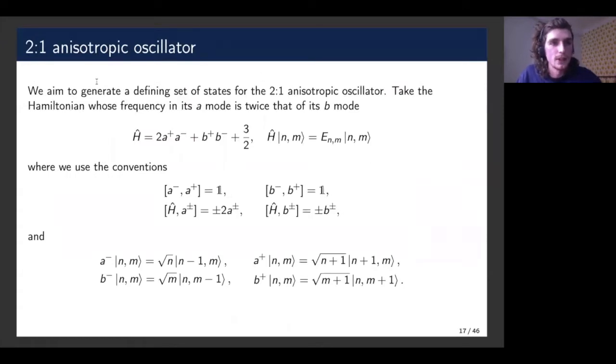if we introduce, with the following notation, the 2-1 anisotropic oscillator. And so the frequency in its A mode is twice that of its B mode. And we introduce these definitions here. So we retain that the commutators are equal to the identity, but at the expense of introducing a 2 here in the Hamiltonian, and also here with its commutator with the Hamiltonian. But other than that, these act on the energy eigenbasis in the conventional way.